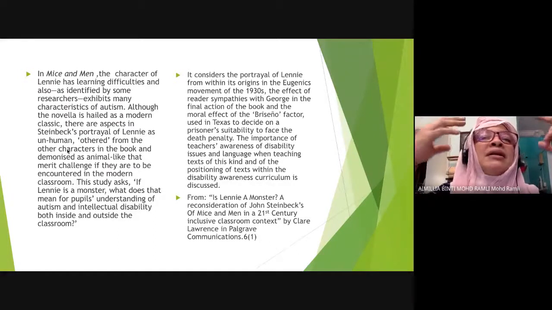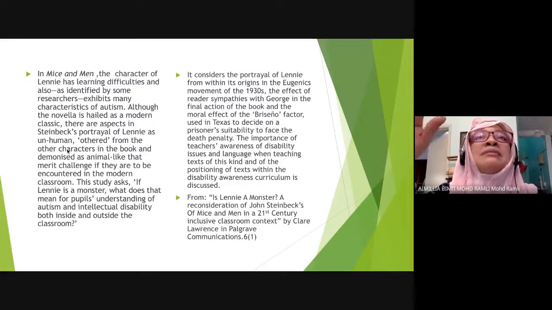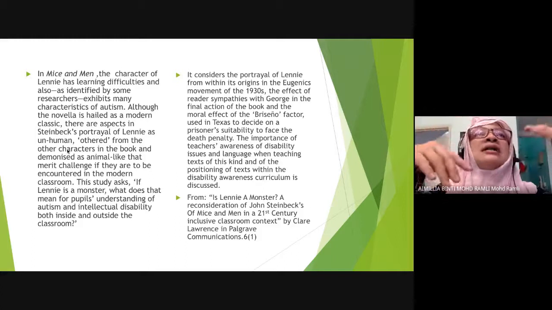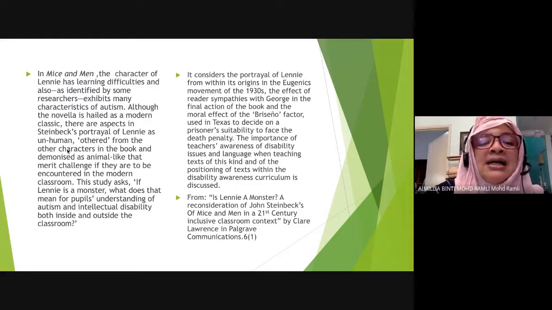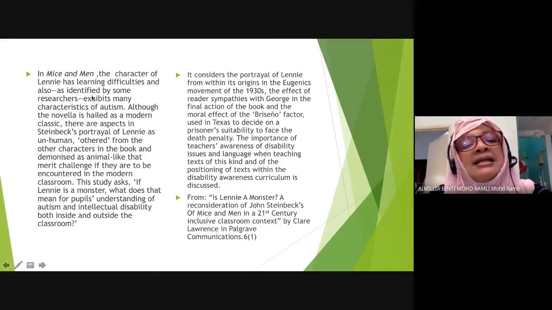The novel didn't really elaborate on this, but from critics' view, the novel seemed to imply that Lennie has autism. At the end of the book, Lennie hugged her, and this caused her bones to break, because he was a very strong man. So he hugged her and he killed her. So the study asks, if Lennie is a monster, what does that mean for people's understanding of autism and intellectual disability? This is a study on Lennie.